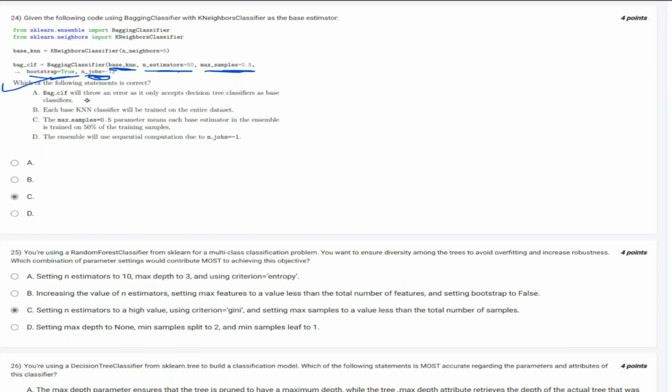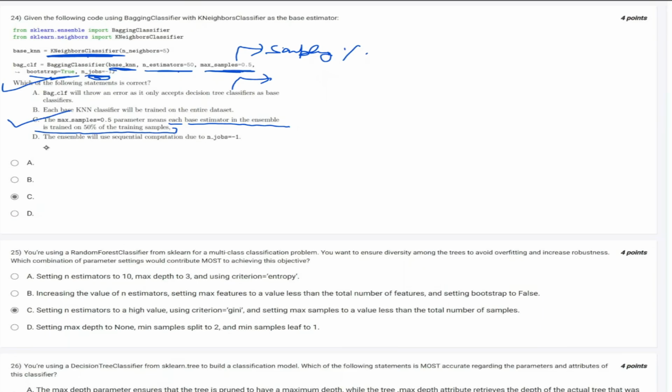Option one: bag CLF will throw an error, it only accepts decision tree classifier as base classifier. No, that's wrong. Bagging classifier can use any model for its use case, and here we are using k-neighbors classifier, so it's totally fine. Each base KNN will be trained on entire data sets. No, that's also wrong, because max samples means the amount of samples that will be used for each of the classifiers, so sampling percentage. Okay, max_samples 0.5 means each base estimator in the ensemble is trained on 50% of the training sample. That's what I was saying here, right?